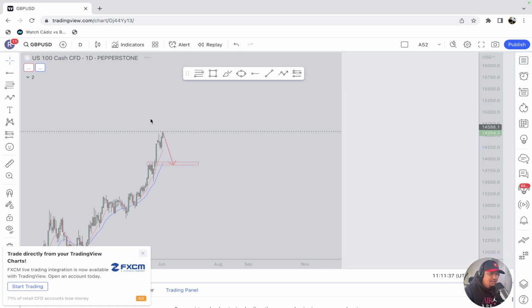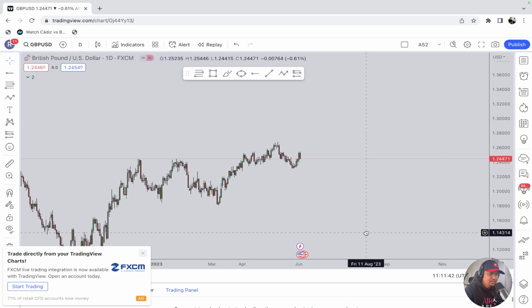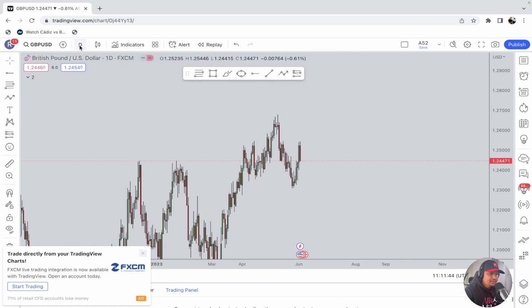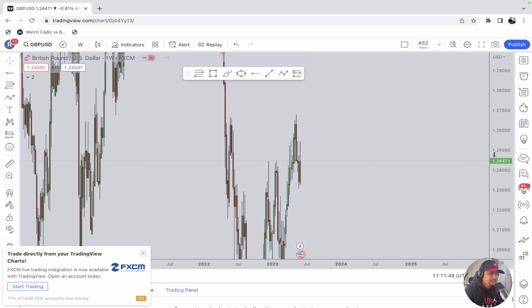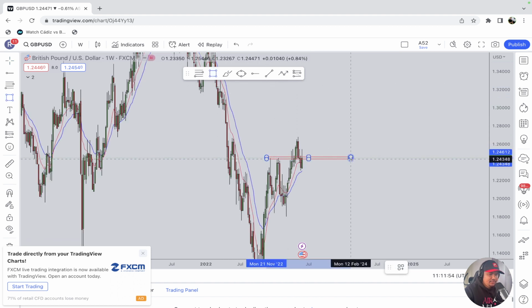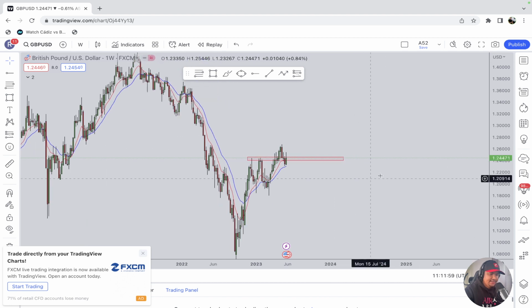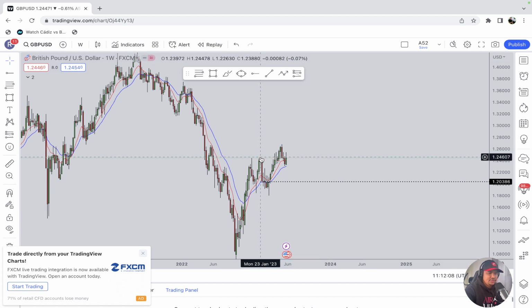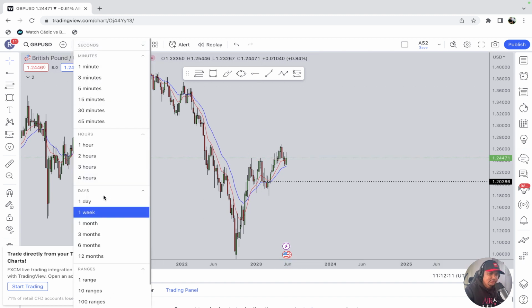GBP USD here on the daily time frame. Basically, GBP USD had finally come below this structure that it had created. There's obviously still more room for GU to come lower, to come and test this previous level of resistance that has now turned support. So we're going to use that as our long-term target level.